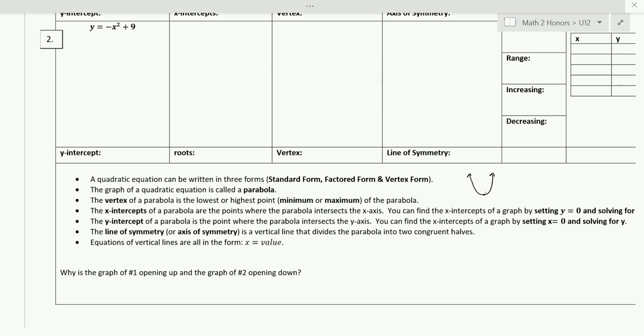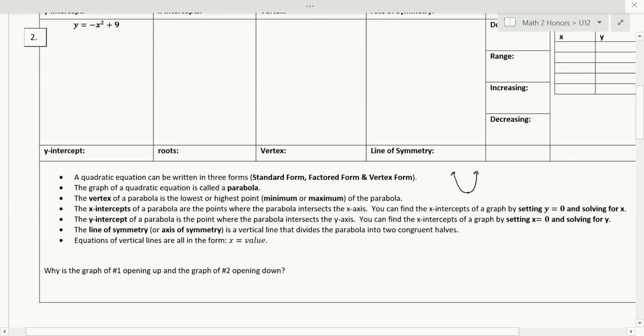The x-intercepts of the parabola are the points where the parabola intersects the x-axis. You can find the x-intercepts by setting y equal to 0. That's going to be key for us.